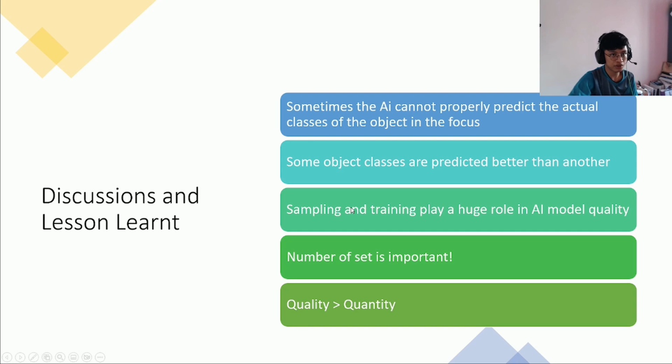For the first point, we found out that sometimes the AI cannot properly predict the actual classes of the object inside the webcam. One example would be the white flower on one of the bushes, and also the red bougainvillea flower. We saw earlier that the white flower is hard to distinguish between the flower class and the leaf class, while the bougainvillea can be easily distinguished between leaves and flower class. That itself already indicates that the AI sometimes cannot properly predict the actual class of an object.